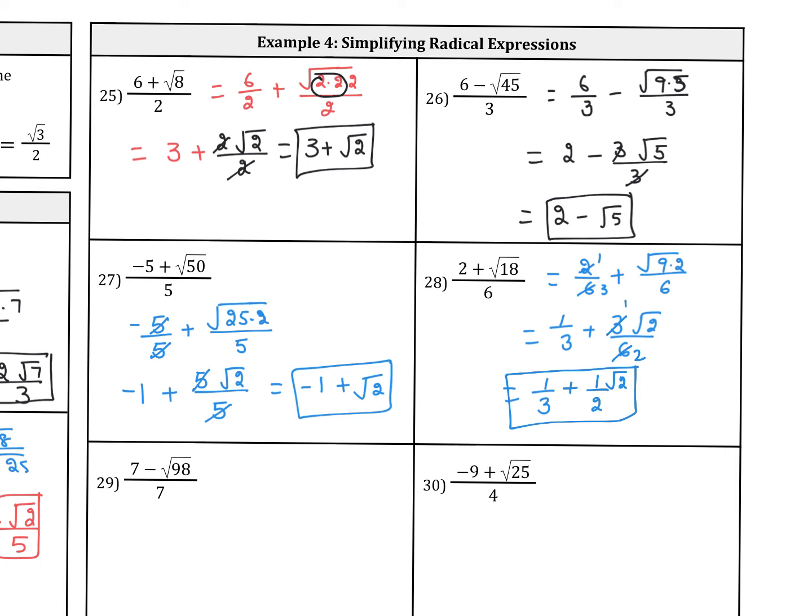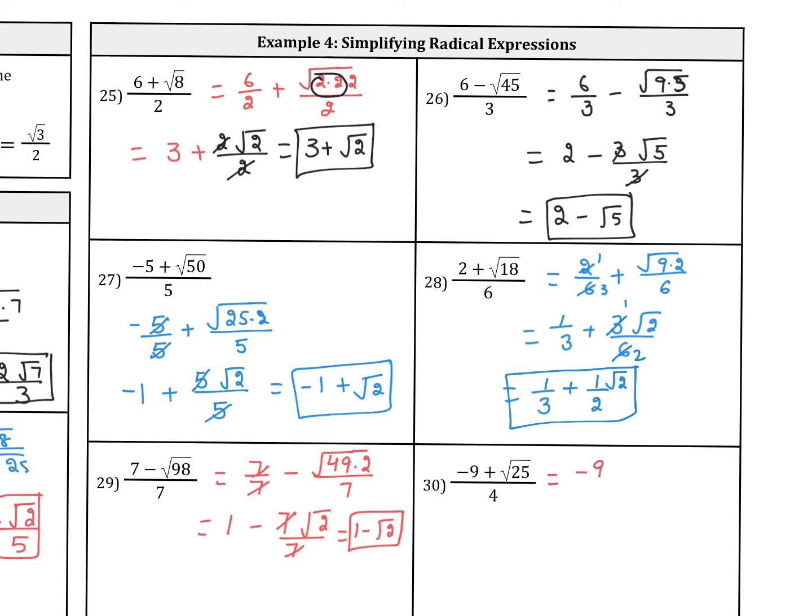Next is number 29, 7 over 7 minus square root 98, which is 49 times 2, divided by 7. 7 and 7 cancel, you get 1. Square root of 49 is 7 outside, divided by 7, 7 and 7 cancel again. 1 minus square root 2 is your answer.